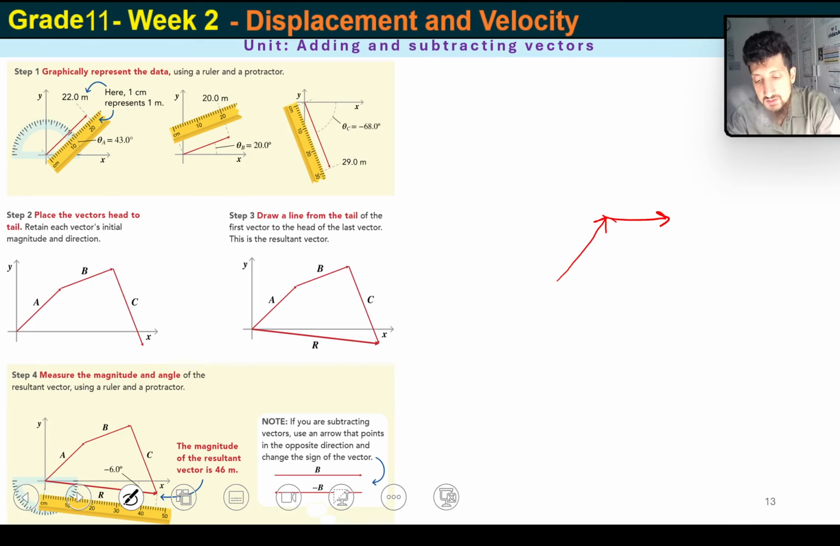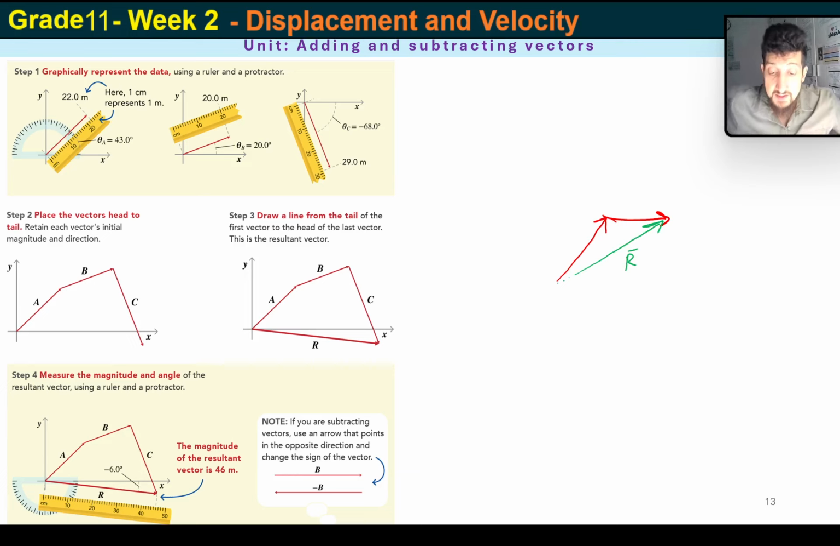And then what I'm going to do is I'm going to draw another vector this time. And that goes from this tail all the way to this head. And I'm going to call that resultant vector. And it's the result of adding those two vectors together. That's what that means, the resultant vector, right?